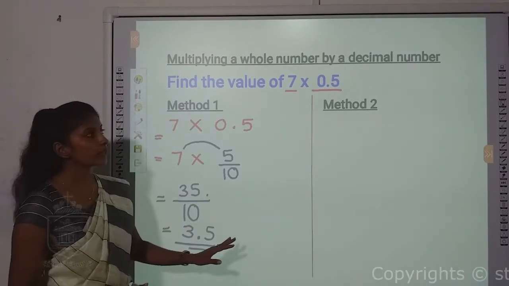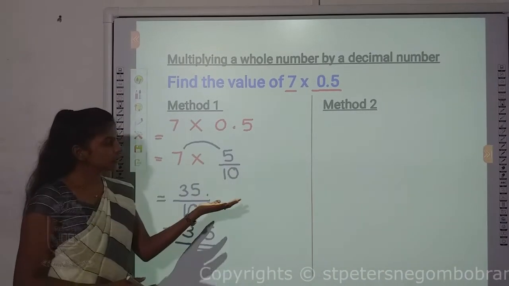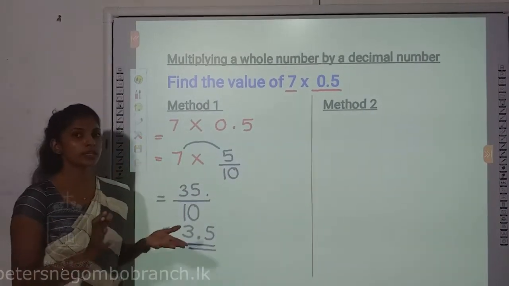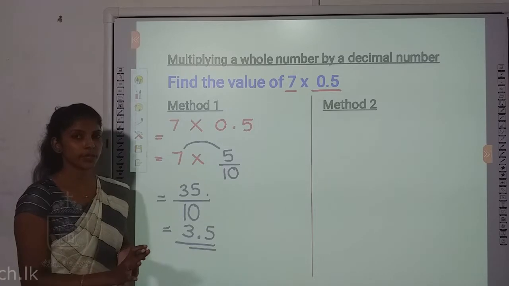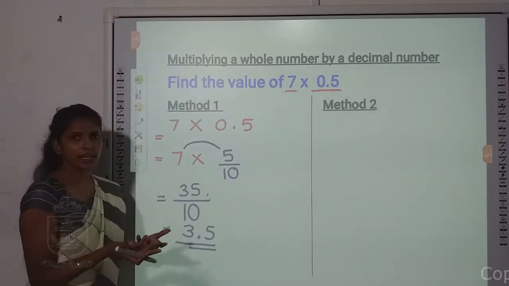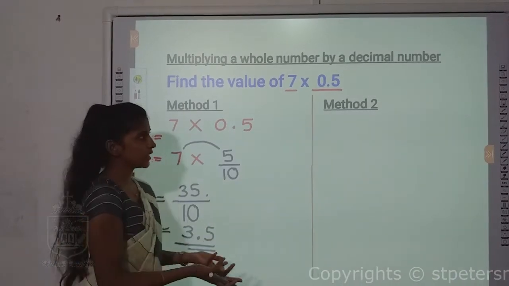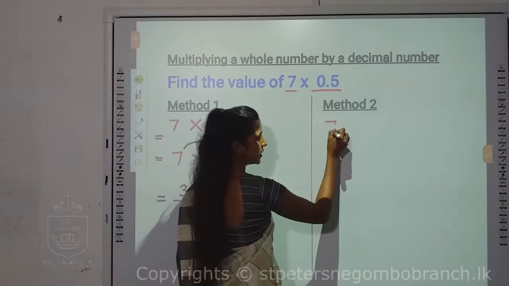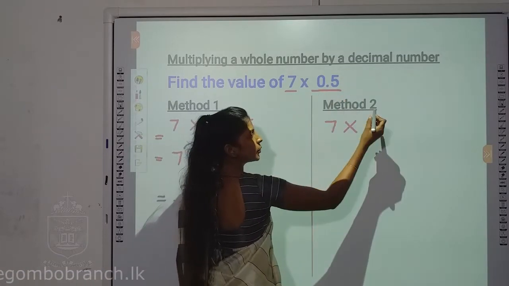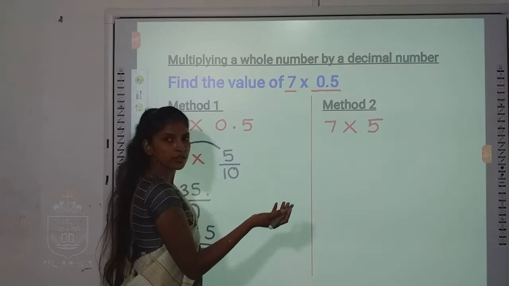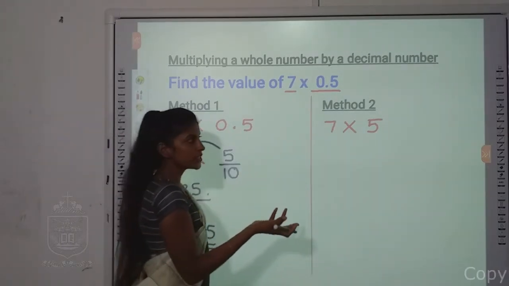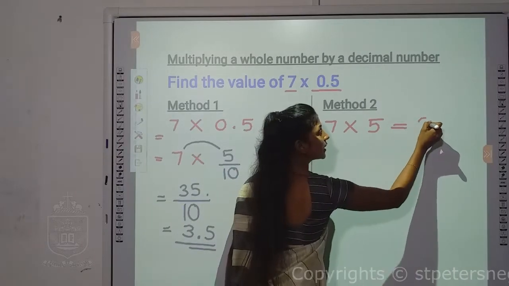So let's see. Here we converted it into a fraction. But in the second method, we are not going to convert it into a fraction. Neglect the decimal point, okay? Neglect the decimal point and multiply like you normally multiply numbers. That means 7 into, what will happen if you neglect the decimal point? It will be like 5. So you are neglecting the decimal point and then multiply. So what's the answer? 7 times 5, we know that is 35.